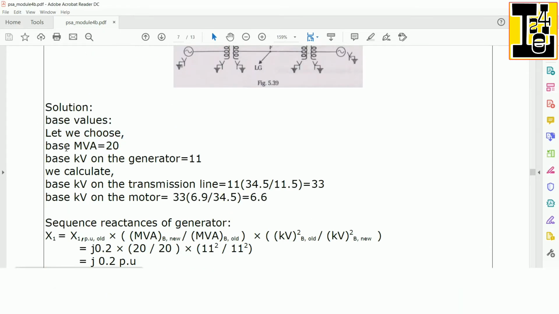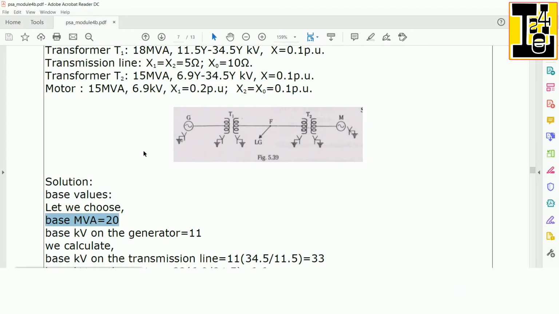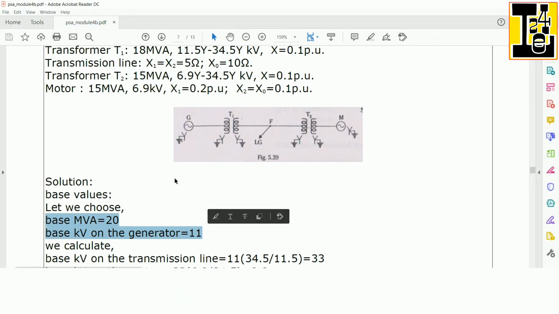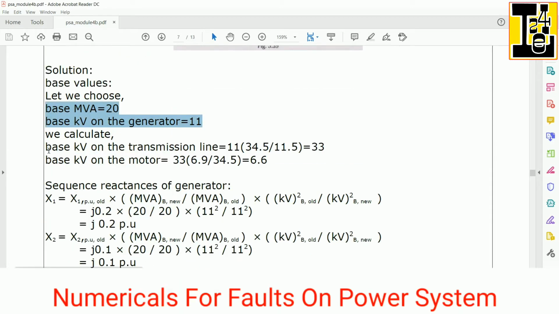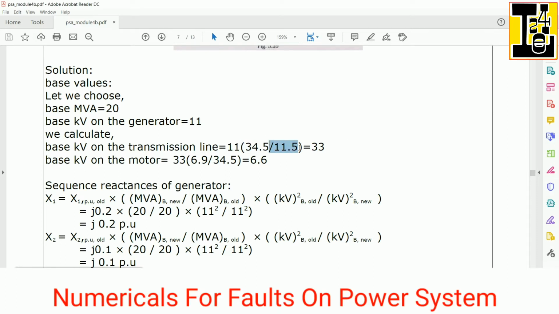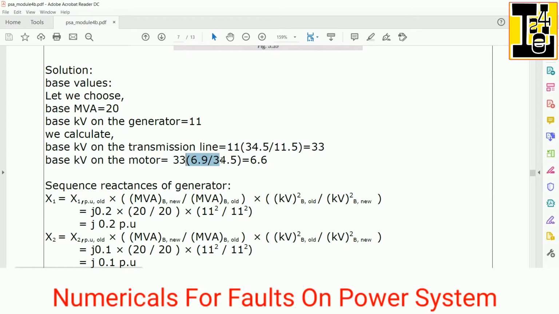Let me choose a base MVA of 20, which is the power rating of the generator, and base kilovolt on the generator equal to 11 kilovolts. This is nothing but taking the generator ratings as base. We will calculate the base on the transmission line equal to 11 into 34.5 divided by 11.5, which is equal to 33. Base kV on the motor is equal to 33 into 6.9 divided by 34.5, which is equal to 6.6 kilovolts.